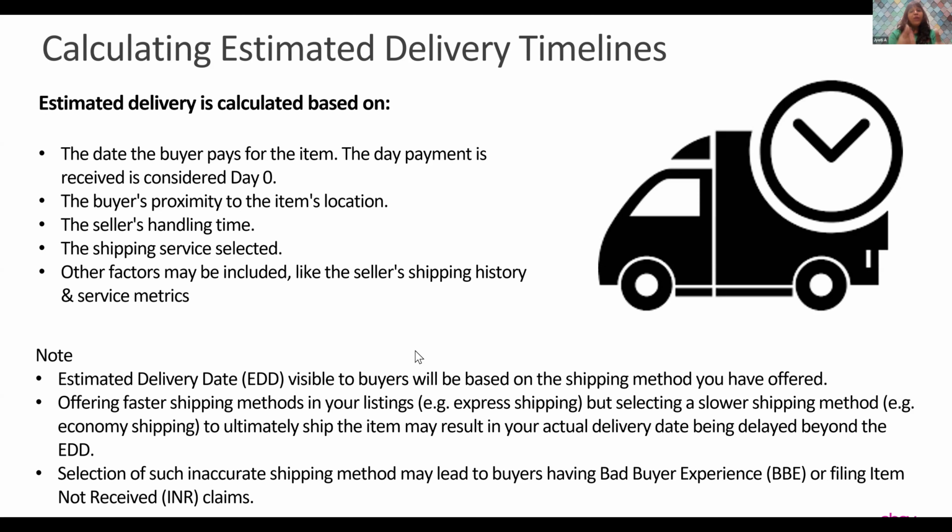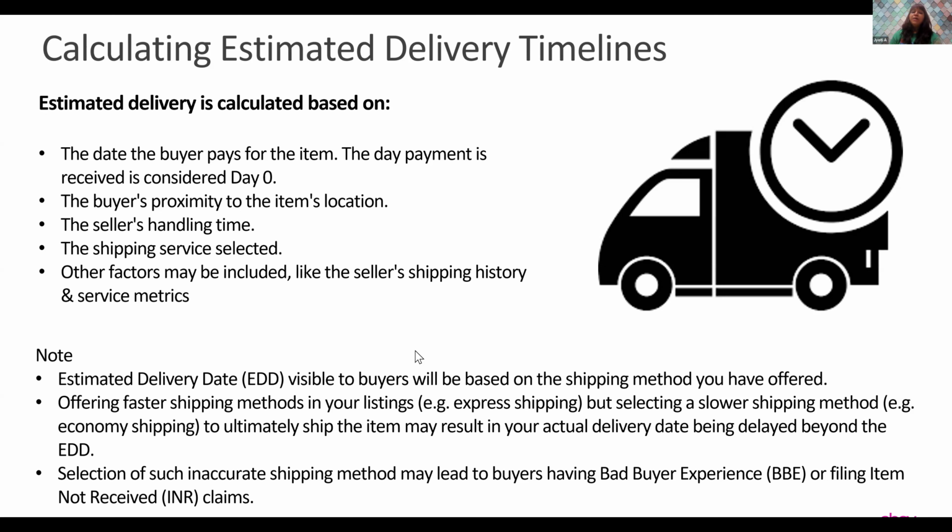Next is, where is the buyer located? That is the buyer's proximity to the item's location. Third is the seller's handling time. That is your handling time added when you're creating the listing. The next is the shipping service. That is whether you're giving a domestic or international shipment, and the services, that is whether you're offering economy, standard, or expedited. The shipping service selected by you.